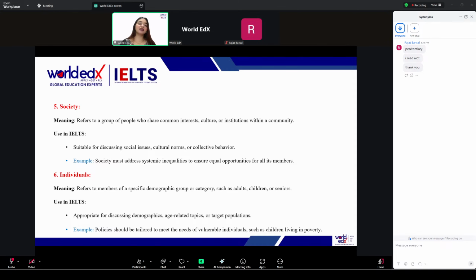The next is society. Society, yes, you can definitely use it. When we talk about society, it refers to a group of people who share common interests. So your society would be within your community. How can you use it in IELTS? Whenever you're discussing some social issues, or when you're talking about cultural norms or collective behavior, yes, you can definitely use it. For individuals, although they are a part of society, they don't really come directly as society. When you're talking about a cumulative group, yes, society can be used.